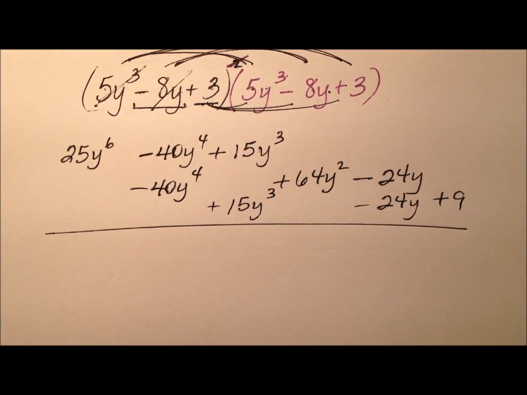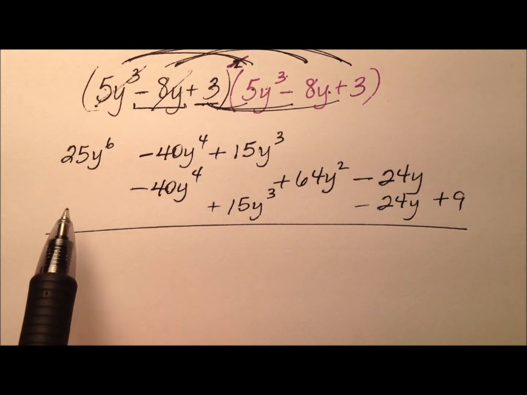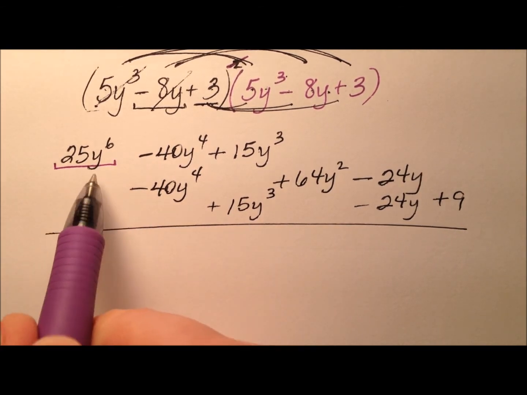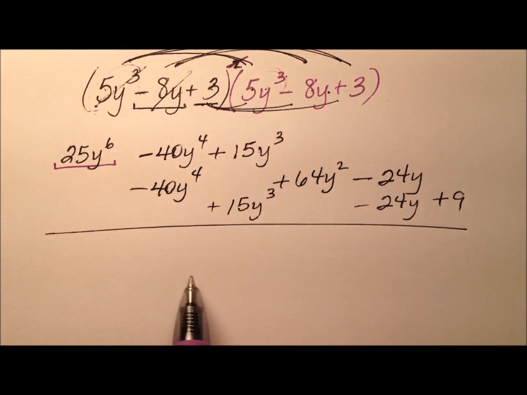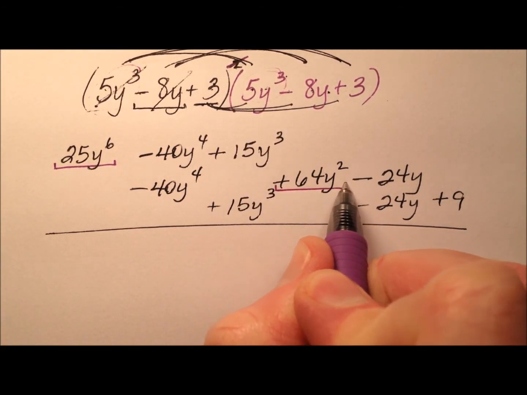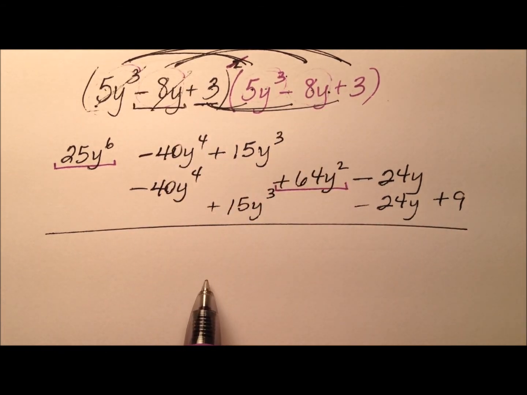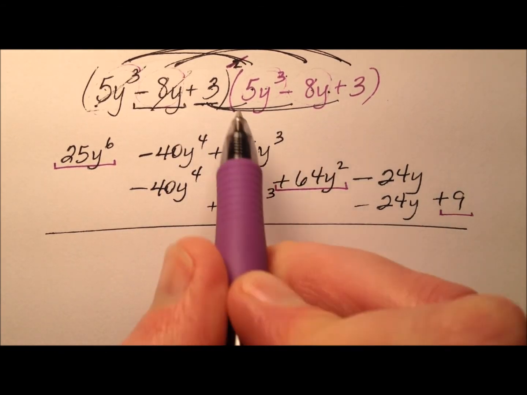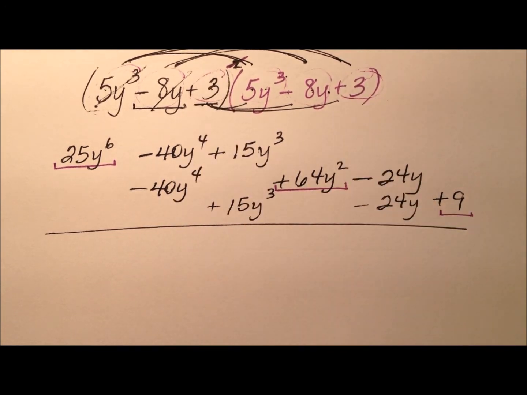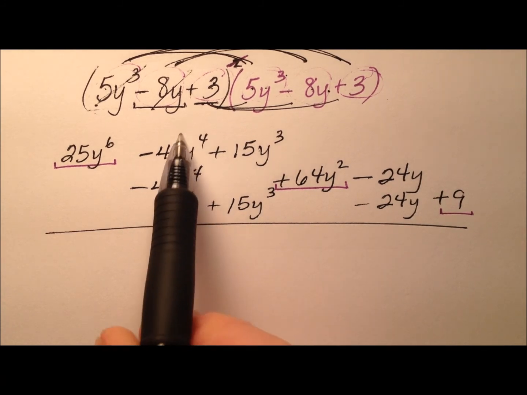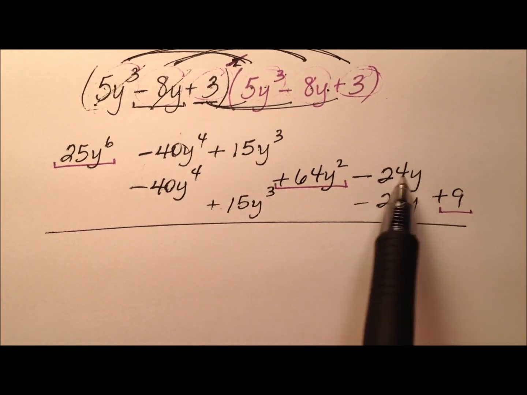Okay, so as promised, let's inspect the types of terms that we have before we combine these like terms. So the 25y to the 6th was a perfect square when I multiplied these firsts together. And then this 64y squared is a perfect square when I multiplied the second terms together, which were the same. And then this plus 9 is a perfect square when I multiplied these 3's together. And then you'll notice all the rest of the terms come in pairs. So we have a pair here, and a pair here.